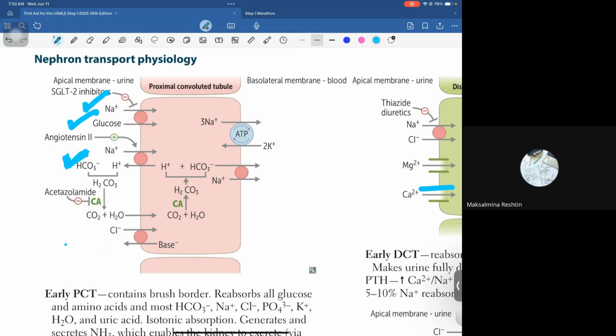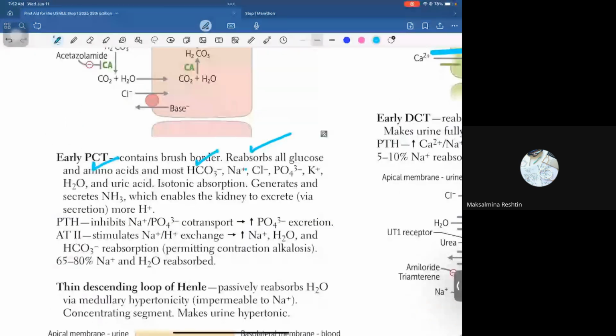Amino acids are being reabsorbed here as well. Glucose, HCO3, phosphate, and potassium are being reabsorbed. So when there is Fanconi syndrome, you are going to get loss of glucose, amino acids, bicarbonate, phosphate, and potassium. All of these things are going to get lost in the urine.